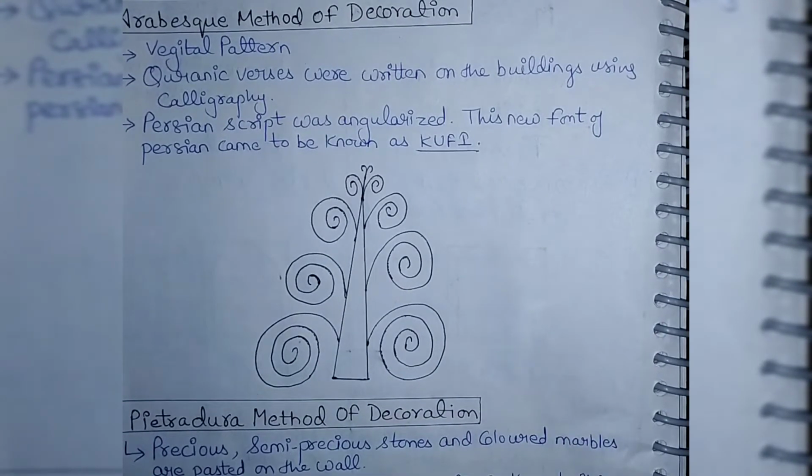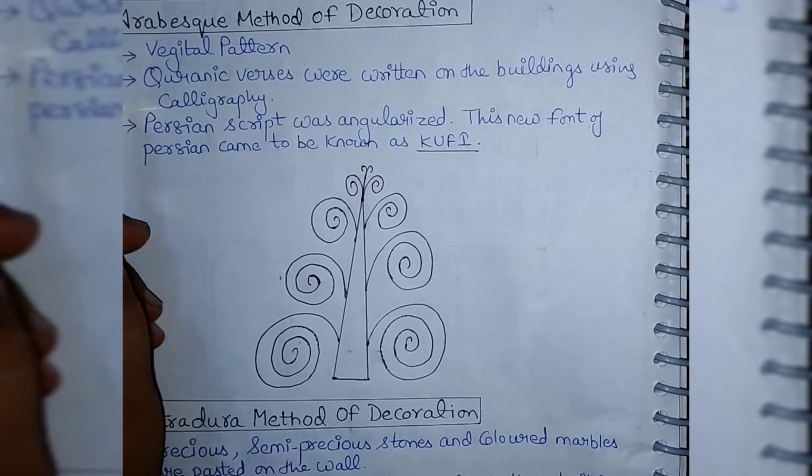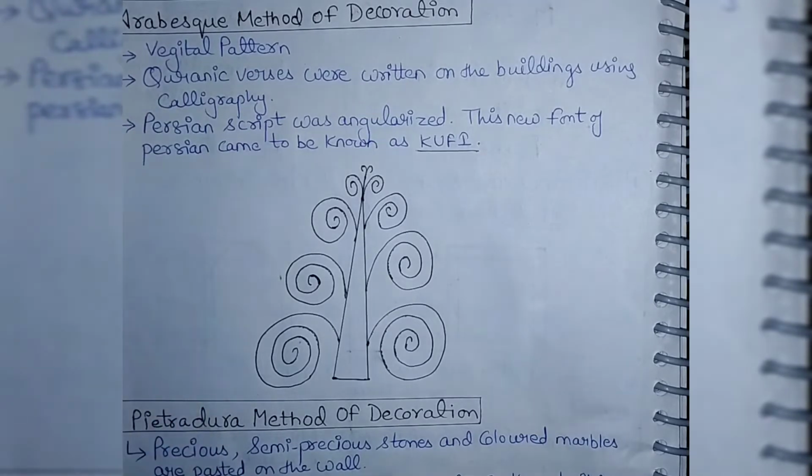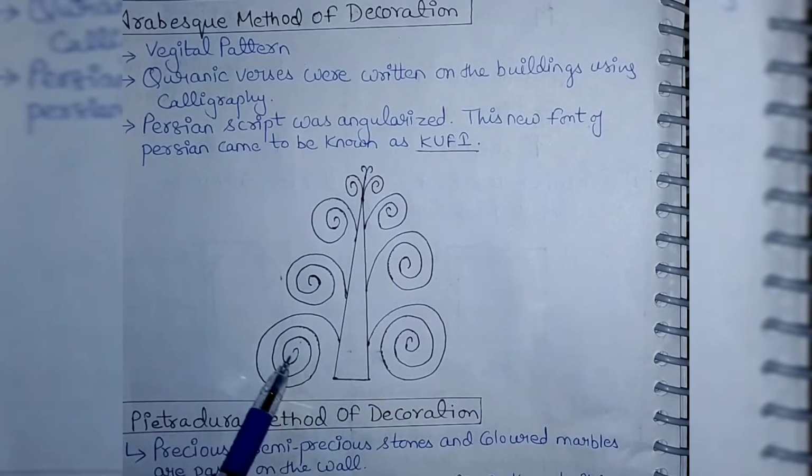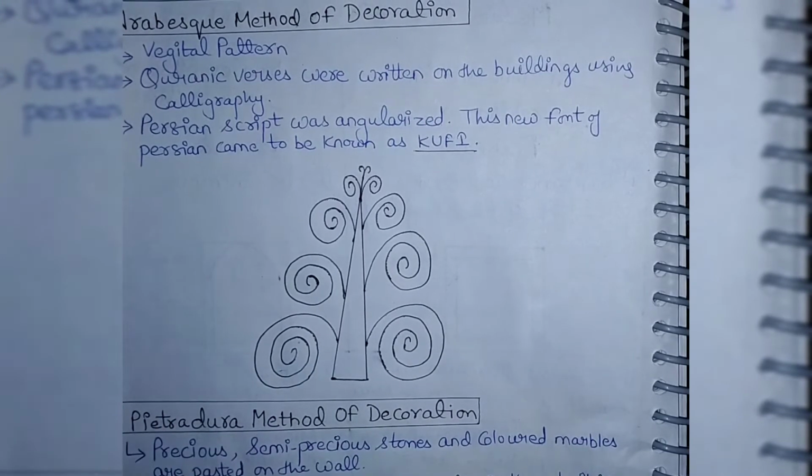In this, a vegetal pattern is used. What is a vegetal pattern? Here you can see the structure: a stem-like structure is there, and on both the sides identical leaves are made. So similar types of designs were used. This is what is a vegetal pattern.